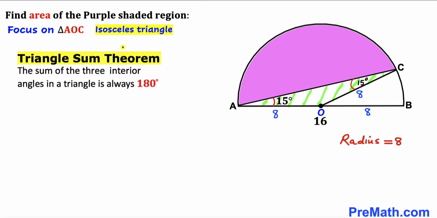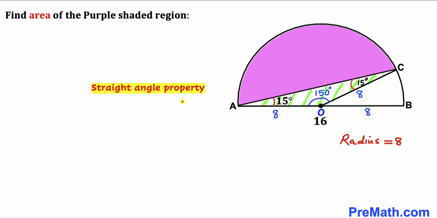Now let's recall the triangle sum theorem. According to this theorem, the sum of the three interior angles in a triangle is always 180 degrees. Therefore, in this triangle AOC, this angle is 15 degrees, this angle is 15 degrees. So this angle AOC is going to be 150 degrees.